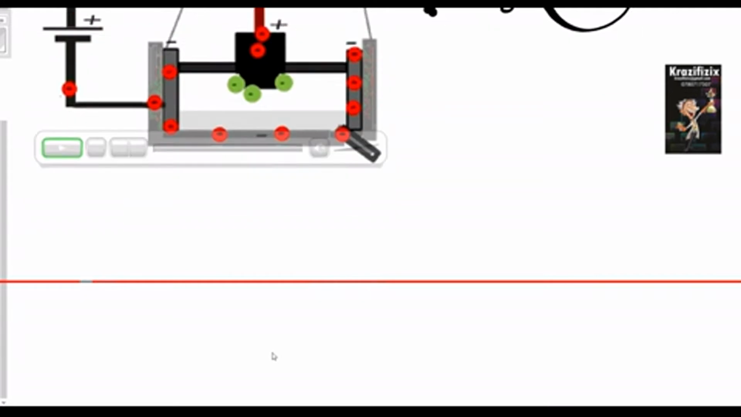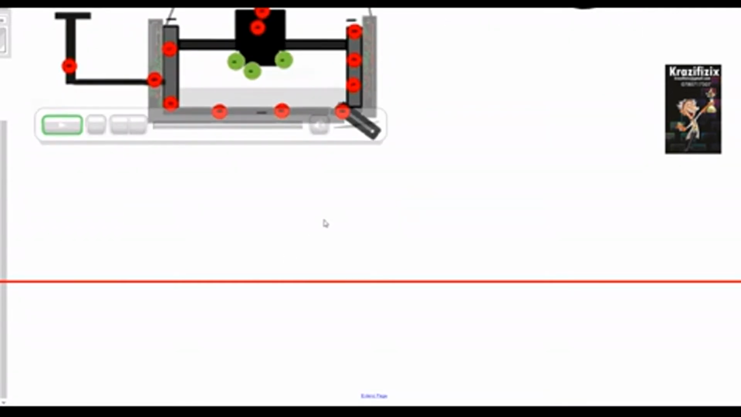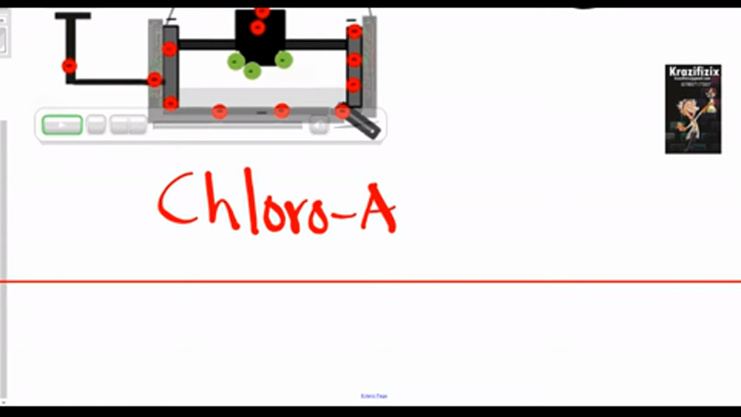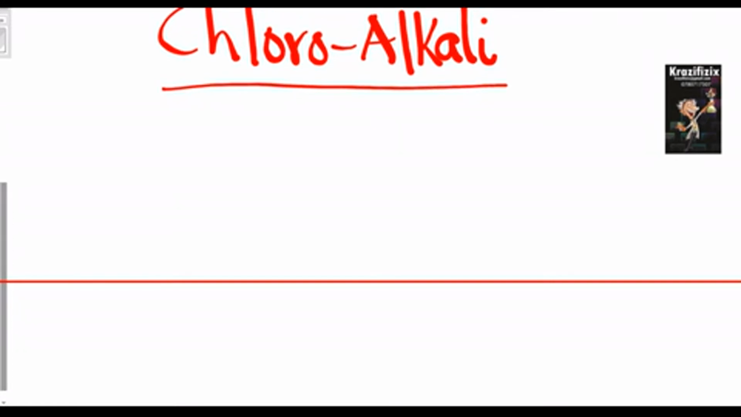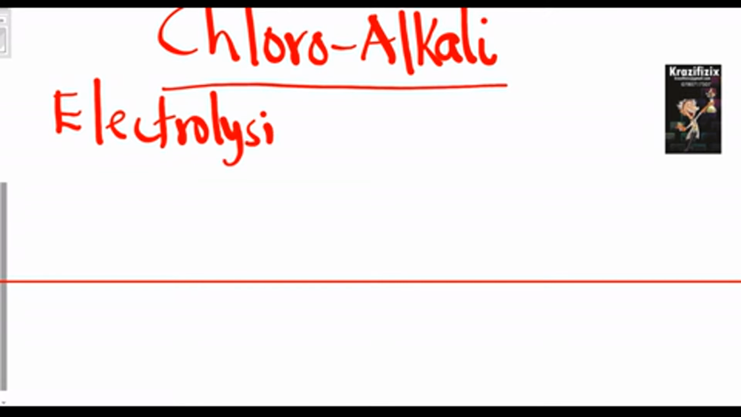All right. Finally, and it's been a long session, is to deal with the chlor-alkali industry. Chlor-alkali industry, and this basically is the electrolysis. This is the last we're looking at in the session.